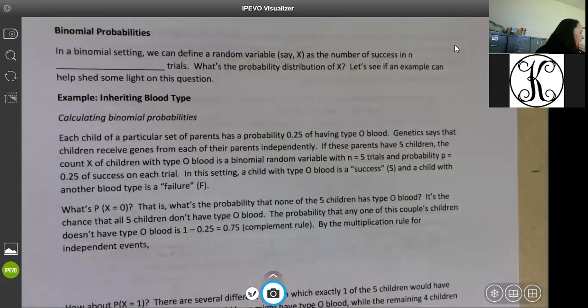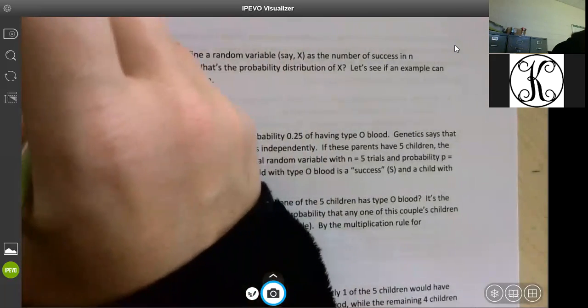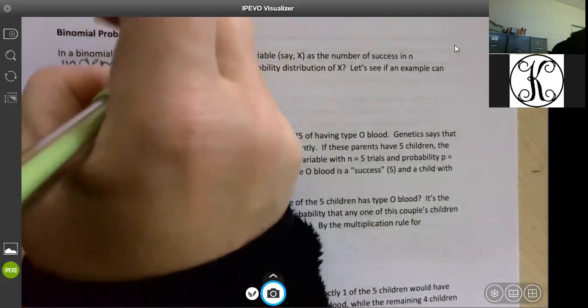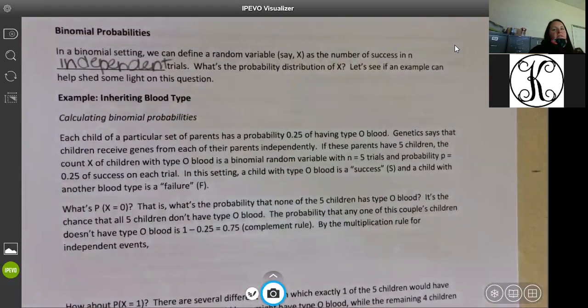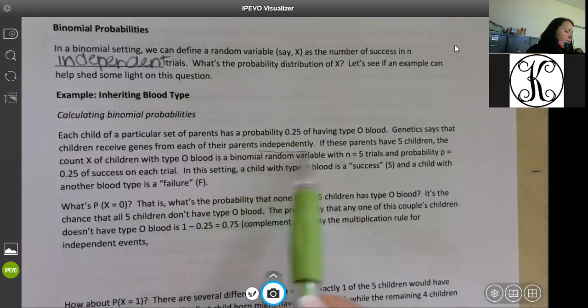So in a binomial setting, we can define a random variable, say X, as the number of successes in n independent trials. What's the probability distribution of X? Let's see if an example can help shed some light on the question. Each child of a particular set of parents has a probability of 0.25 of getting type O blood. Genetics says that children receive genes from each of their parents independently. So there's your independence. You guys see that?